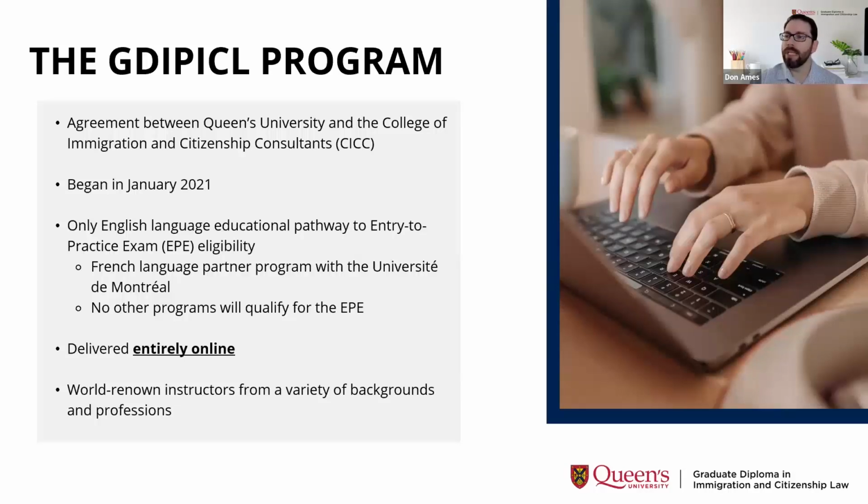As I've already mentioned, we're the only English language education pathway for those who wish to challenge the EPE to become a regulated Canadian immigration consultant, but there is a French language program as well, offered by the University of Montreal. While this program used to be offered at a variety of different post-secondary institutions at all varying levels, the intention of this agreement between Queen's and the CICC was to narrow down two specific education pathways, one English and one French, to ensure that the education is all uniformly provided and everybody who wants to become an RCIC receives the same information. There are no other programs that allow you to be eligible to write the EPE.